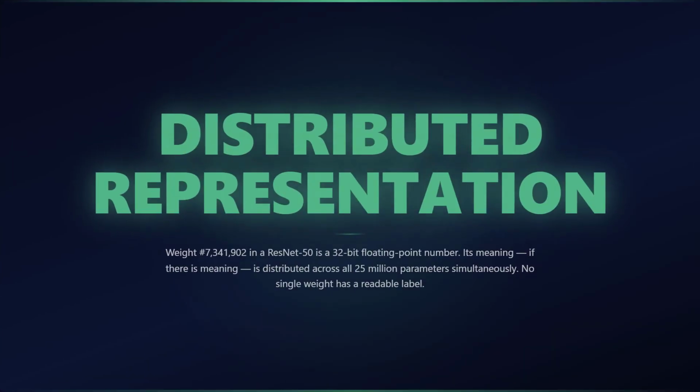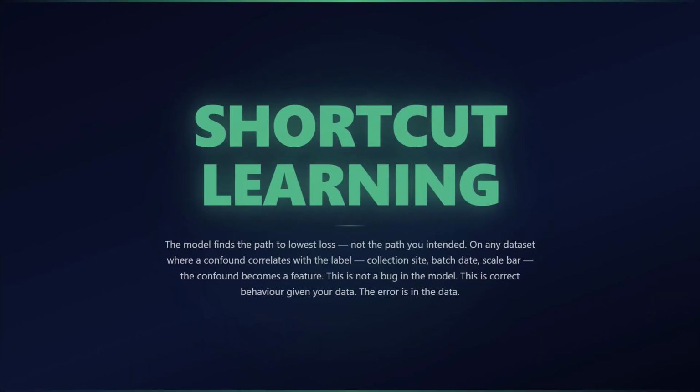The weights themselves are not interpretable. Weight number 7,341,902 in a ResNet 50 is a 32-bit floating point number. It participates in a specific filter at a specific spatial position in a specific layer. You cannot read its meaning in isolation. The meaning, if there is meaning, is distributed across all 25 million parameters simultaneously. No single weight has a readable label. So there is no way to just look inside and see what it learned. Not directly. That is why interpretability methods exist.